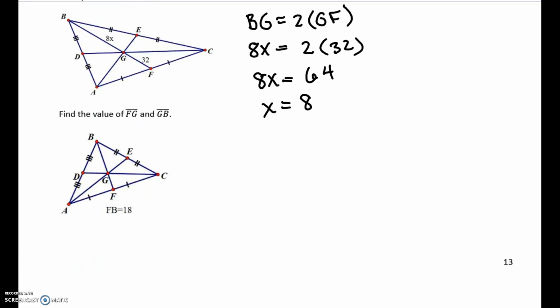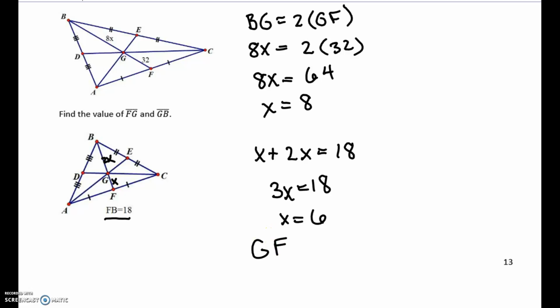Now looking down here, they give me FB. FB is the length of a whole median. Well, that again breaks into an x and a 2x ratio. So I know that x plus 2x must equal 18. So 3x equals 18, so x is 6. That means that GF is equal to, oh, I shouldn't put a bar because it's a numeric value, right? GF is equal to 6. And BG is twice that length, which is 12. So that would be your answer there.